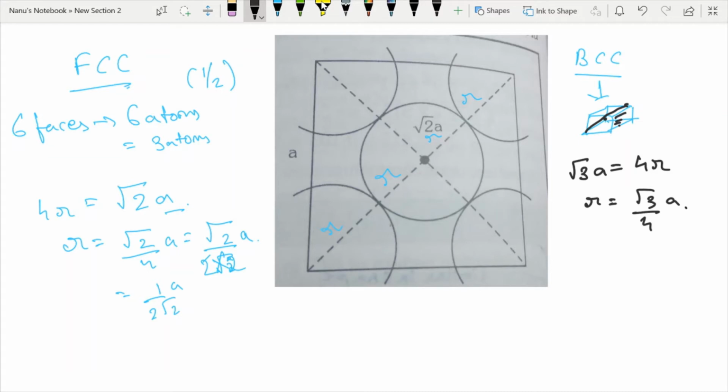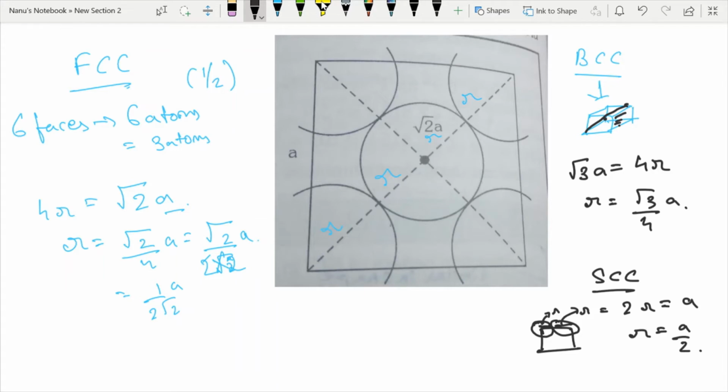For SCC, there is nothing in the face, nothing in the body, you have all atoms in the corners. So in the corners only the atoms meet. Suppose I'm just drawing one of the faces, in a 3D picture. Suppose this is one of the atoms, this is R, and this is another R, so this is equal to 2R, and this whole length is the edge length, so 2R is equal to A. So R is equal to A by 2.